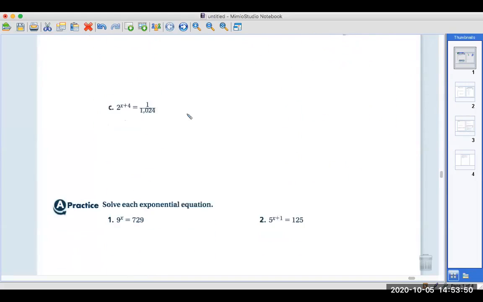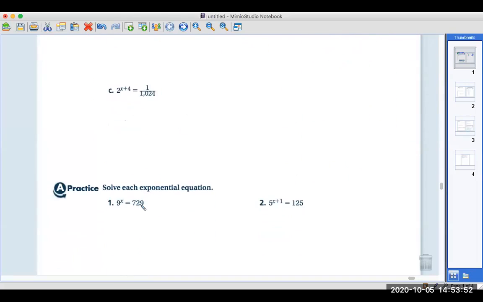I'm going to skip down here to show you just one more like this. 9 to the power of x. So this is base 9. You want to change 729 to base 9.